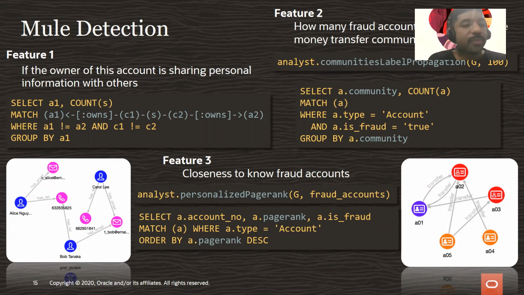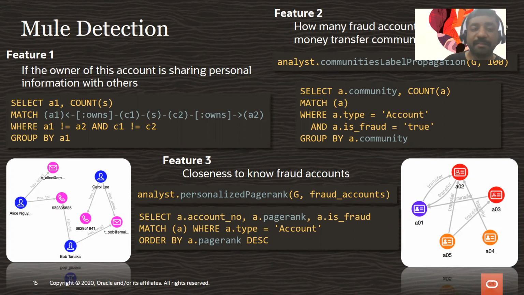So for mule detection, we look to find out if different customers are maintaining the same personal information. So let's say, for example, on the left, we can see that Alice has an email as well as a telephone, but we can also see that Bob is sharing the same telephone with Alice. So it's basically sharing the same personal information, which could potentially be suspicious as well.